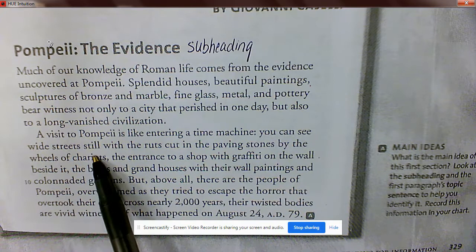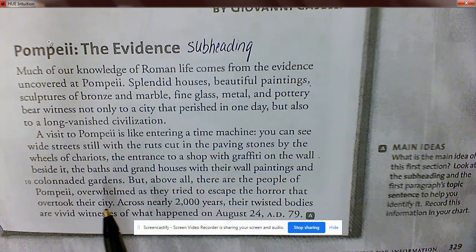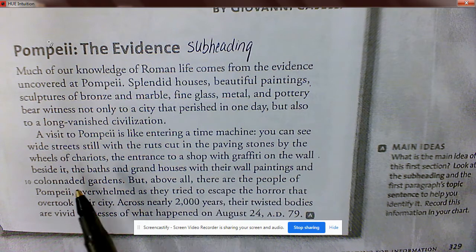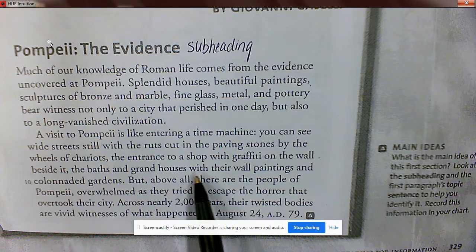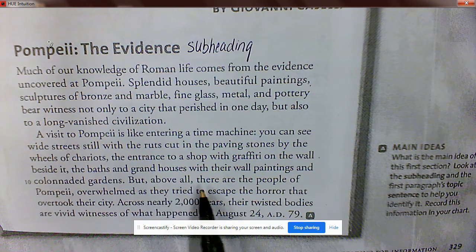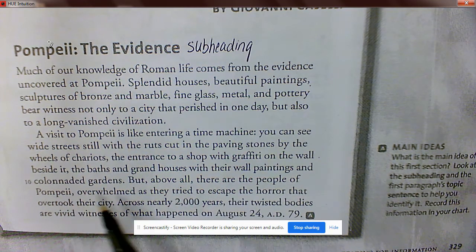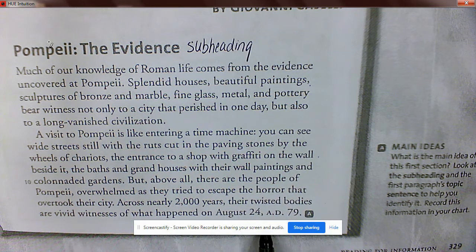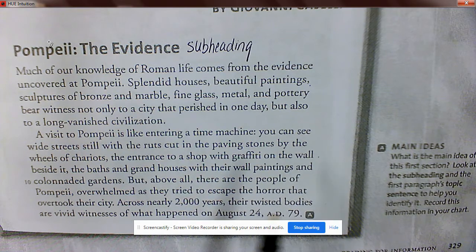You can see wide streets still with the ruts cut in the paving stones by the wheels of chariots, the entrance to a shop with graffiti on the wall, beside it the baths and grand houses with their wall paintings and colonnade gardens. But above all, there are the people of Pompeii, overwhelmed as they tried to escape the horror that overtook their city. Across nearly 2,000 years, their twisted bodies are vivid witnesses of what happened on August 24th, AD 79.